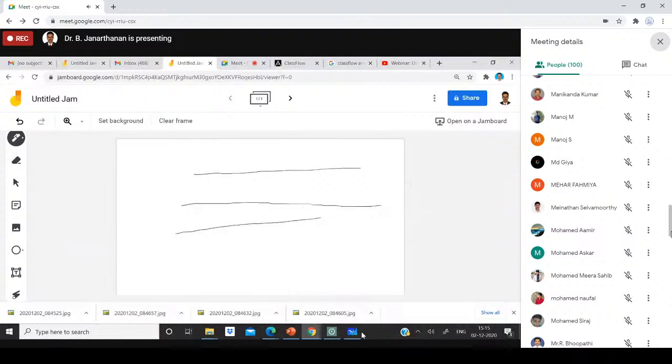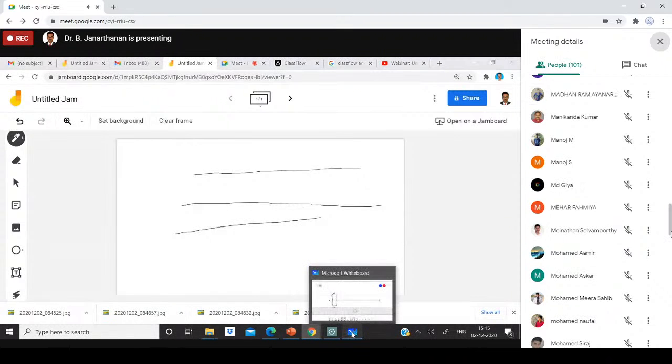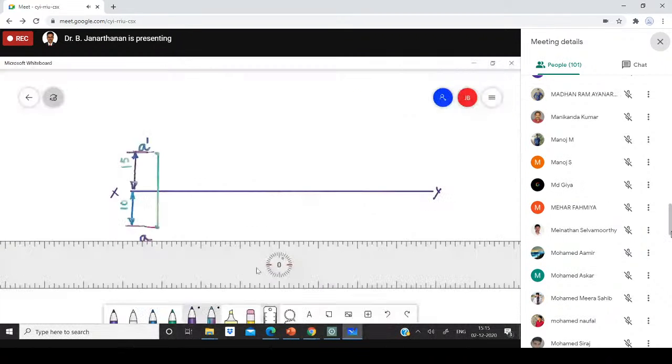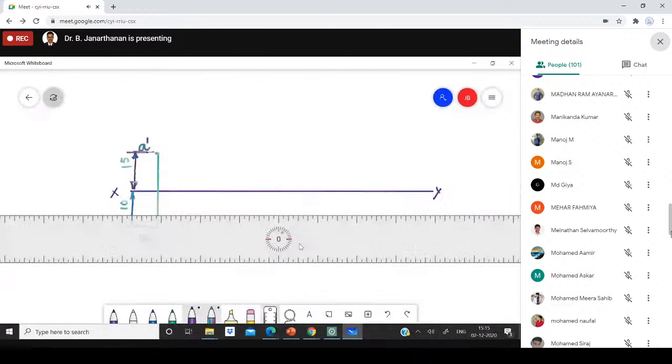And Whiteboard is better than this Jamboard because we have the scale and the protractor for making straight lines. Now I'll switch to the other thing.